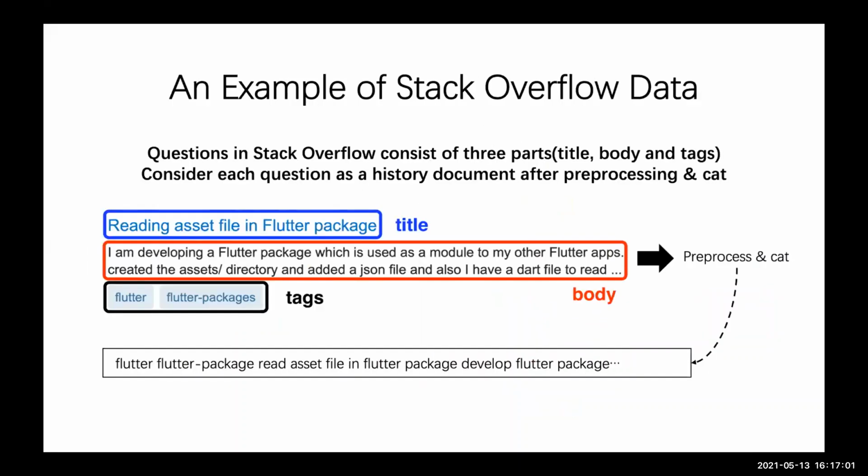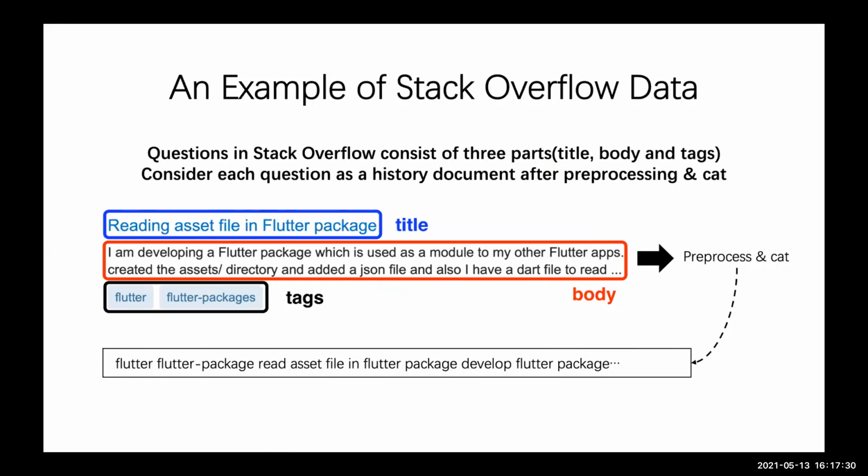But before that, let's take a look at the format of Stack Overflow data. A question text consists of 3 parts: title, body, and text. Title is a general description of the question, which is more concise. Body is a specific description of the problem with a lot of natural language. It also contains some code information.